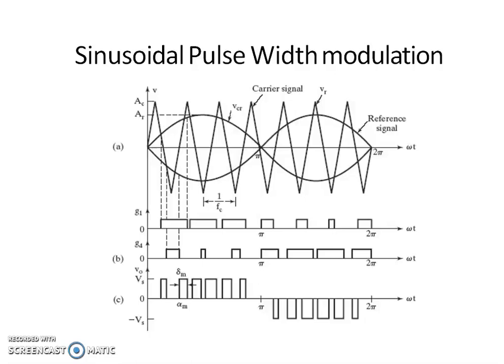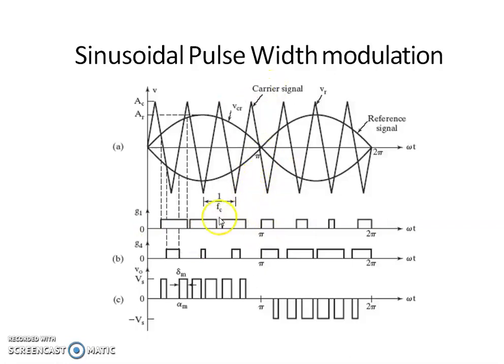In sinusoidal pulse width modulation, we take our reference signal as a sinusoidal reference signal. We compare the sinusoidal reference signal with a triangular carrier signal. Thus, we can vary the pulse width. The pulse width of the control signal is not constant; we can vary it in sinusoidal pulse width modulation.